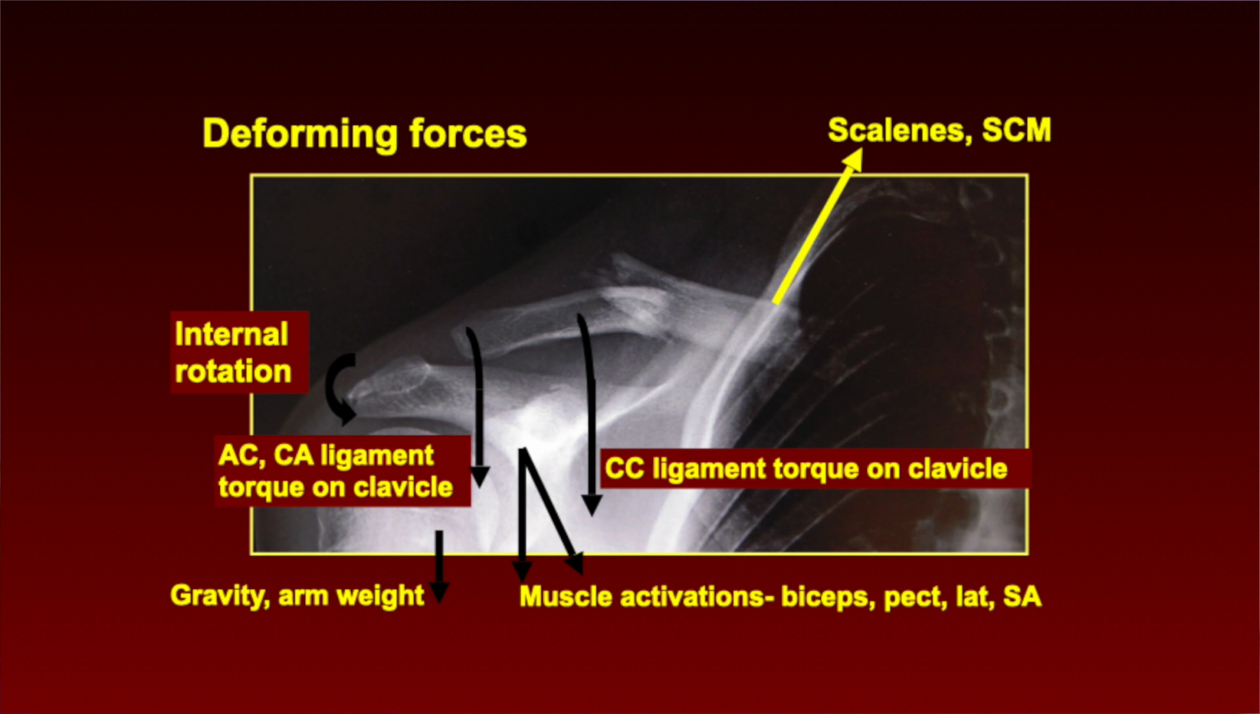One of the most interesting things is what are the deforming forces on that fracture? It turns out that there are a whole lot of forces creating anterior rotation of the distal clavicle and therefore its attached scapula. There's internal rotation of the shoulder. There's AC and CA ligament torque on the clavicle, CC ligament torque on the clavicle, gravity and arm weight, and muscle activations, all pulling the distal clavicle and the scapula into an internally rotated position. You can't see that as well from the two-dimensional AP X-ray, but if you look carefully, you can see that that's the case as well.